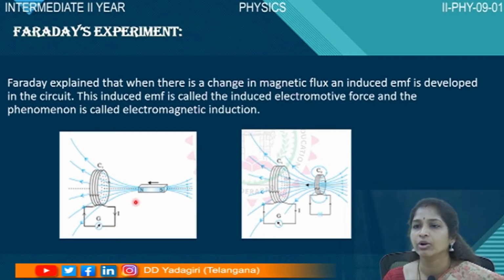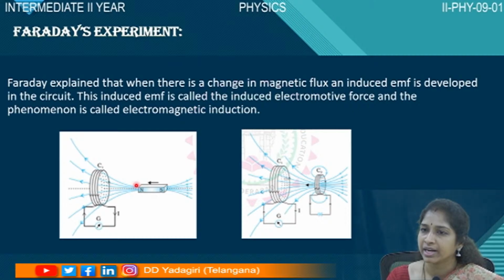So from this he concluded that whether the magnet is moving towards or away from the coil, there is a change in the flux. Why? Because there is a change in the magnetic flux. That change in the magnetic flux produces an induced EMF in the coil, and that further produces the current. This EMF is called induced electromotive force, and the phenomenon is called electromagnetic induction.